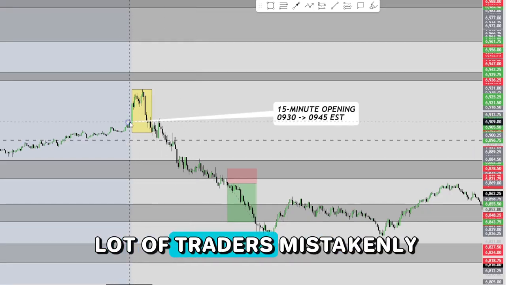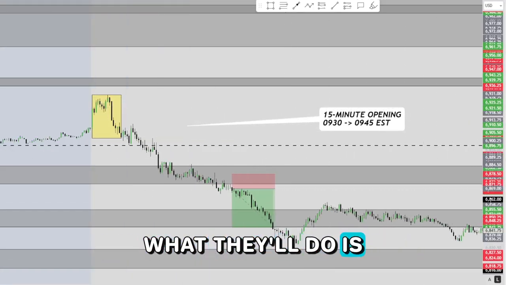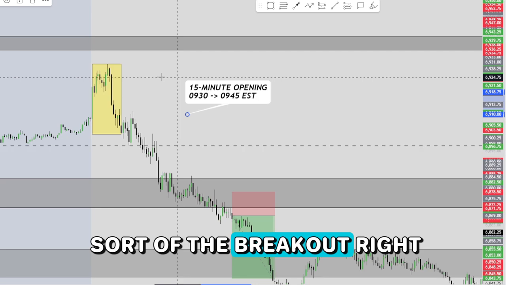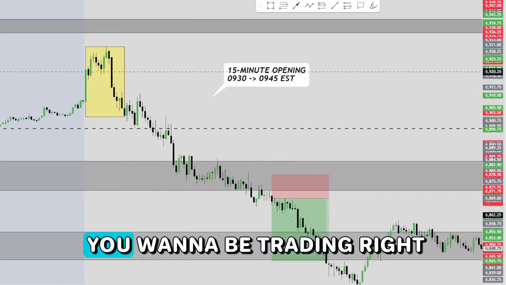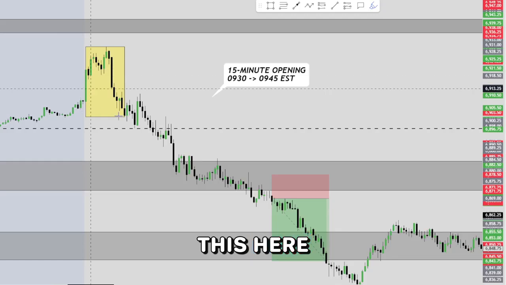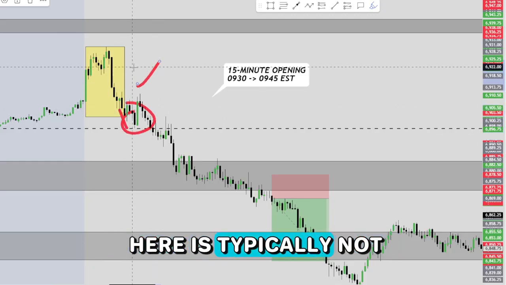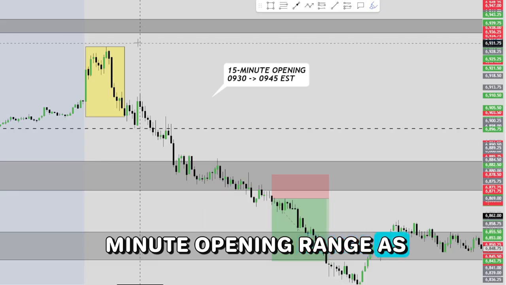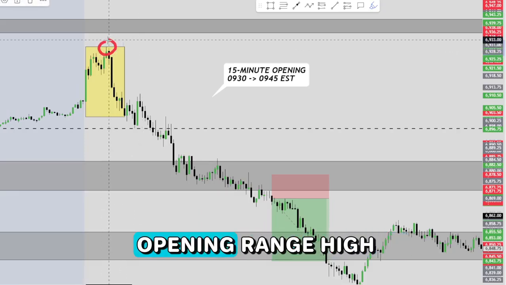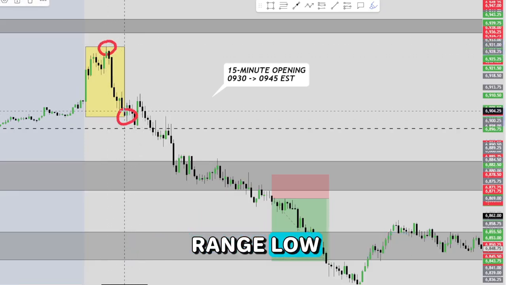I see a lot of traders mistakenly try and trade the breakout. This is not how you want to be trading. Waiting for a breakout here is typically not how you want to be trading. You use the 15-minute opening range as a confluence. So this is your opening range high, this is your opening range low.